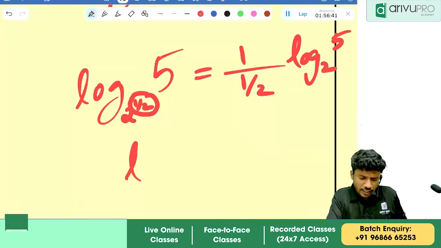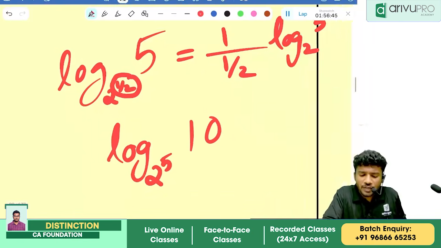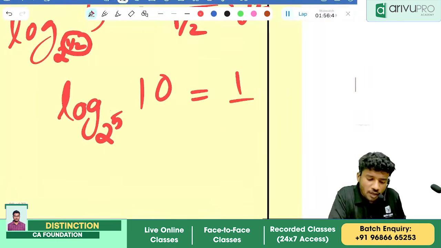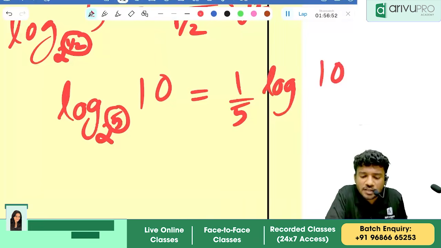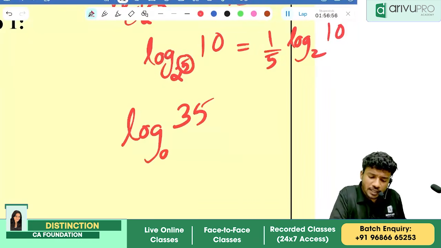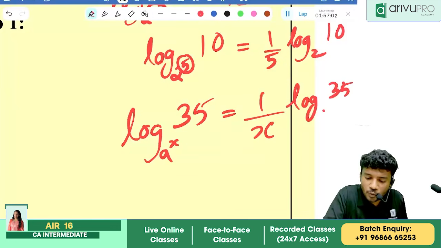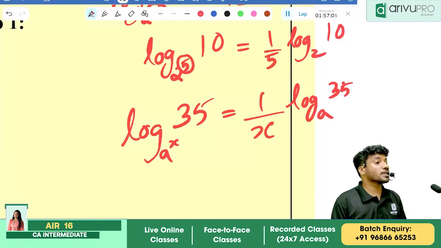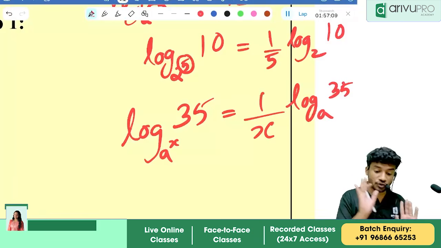I will rewrite it again. Log of 10 to the base 2 raised to 5. How will you write it? I will write it as 1 divided by 5 log of 10 to the base 2. What if it is log of 35 to the base a raised to x? I can write it as 1 by x log of 35 to the base a. This is important. We will be using it in certain set of questions. It will help you out in certain types of questions.